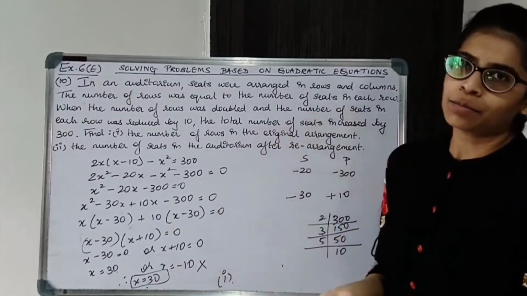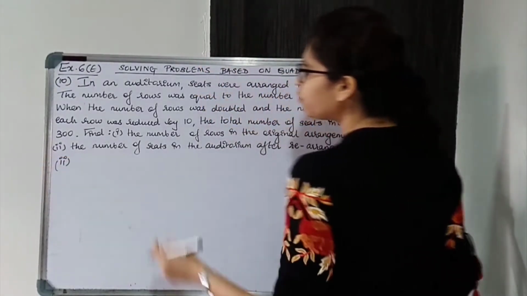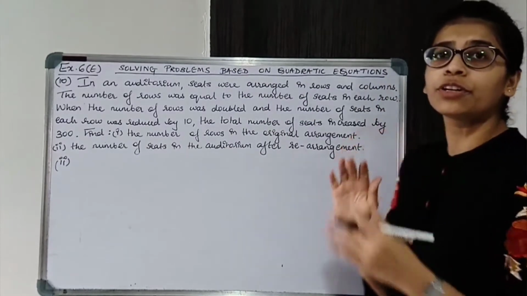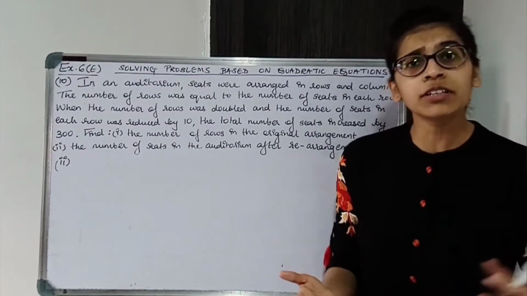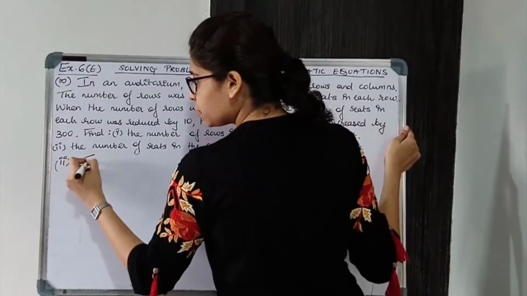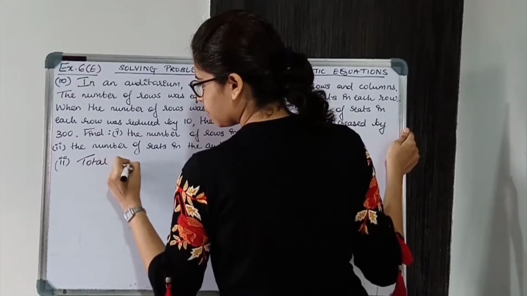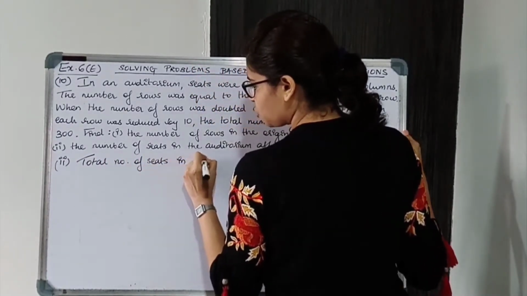Now coming to the second part of the question. So in the second part, we need to find the number of seats in the auditorium after rearrangement. Number of seats in the auditorium means we have to find out the total number of seats. So total number of seats in the new arrangement, how much is it?